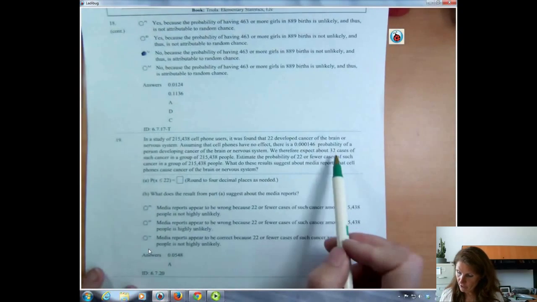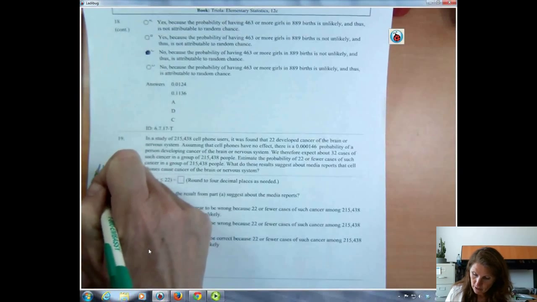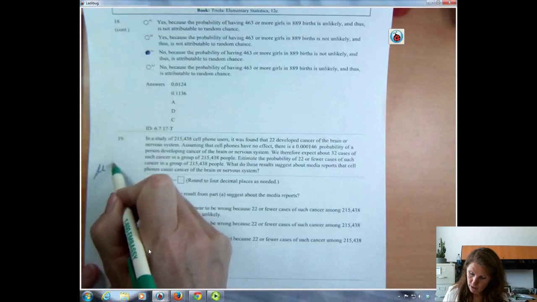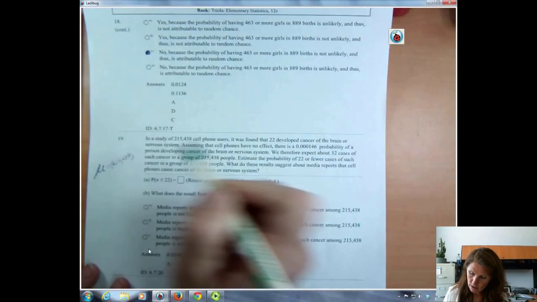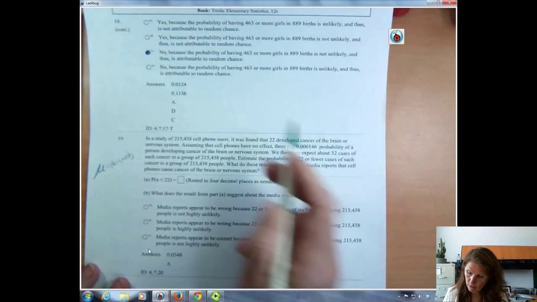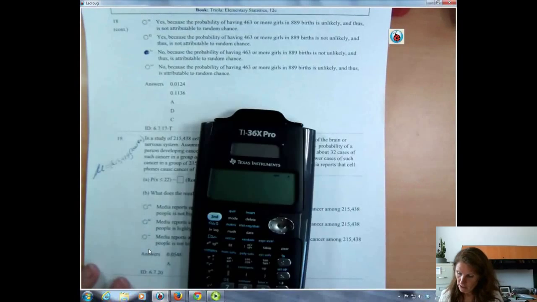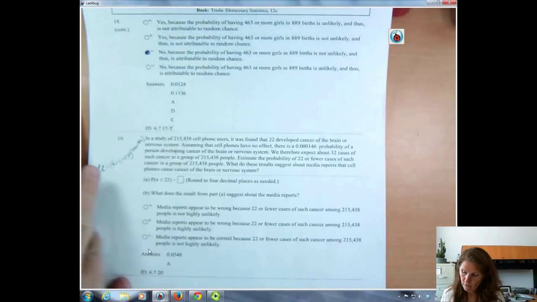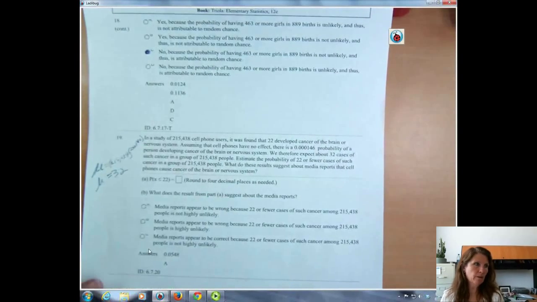Well, they already gave us the mean, but we can calculate it just so you can see how they got that. I am just hating this pen, but I'm stuck with it, so I'm just going to keep going. 215,438 times 0.000146. If you do that, 215,438 times 0.000146 gives you 31.45, or about 32, because we're talking about people.